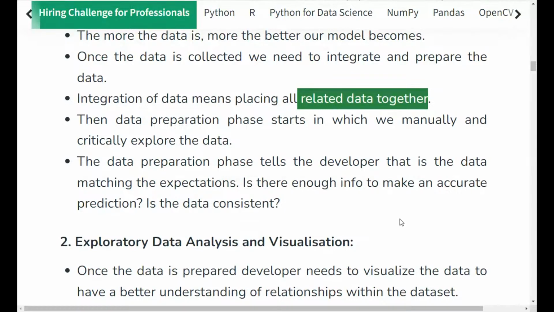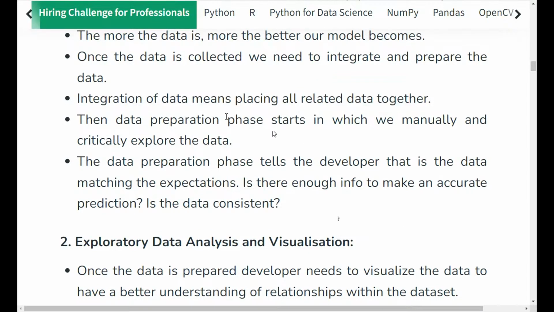I just wanted to let you know that integration will happen from multiple sources, and you gather them in one place. Then the data preparation phase starts, in which you manually and critically explore the data. It tells the developer whether the data matches expectations, whether there is enough information to make accurate predictions, and whether the data is consistent.